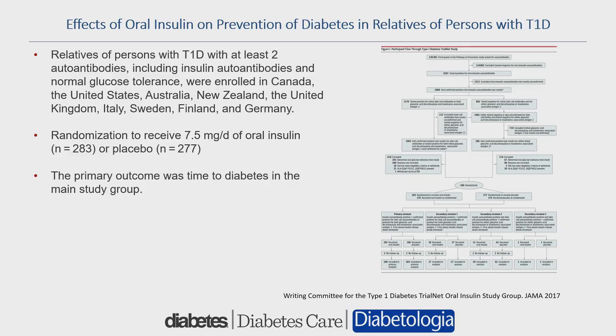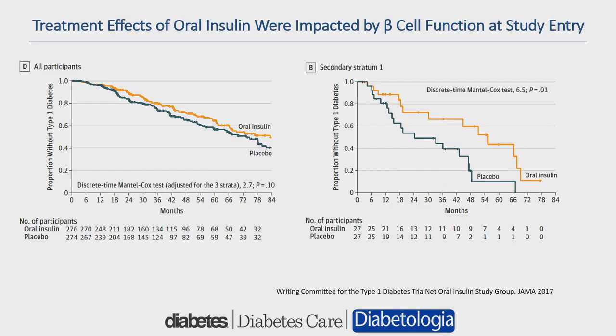So individuals were randomized to receive 7.5 milligrams of oral insulin. This was a rather large study, and again, the primary outcome was time to diabetes development. Now, if you looked at the study group overall, there was no effect of oral insulin. This was a negative study in the overall study group, but there was a pre-specified secondary stratum of individuals who had a low first phase insulin response. So these were people that had the lowest beta cell function that were randomized to receive oral insulin.